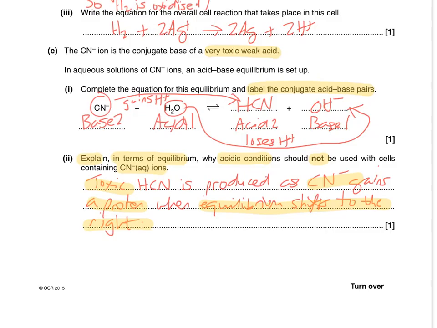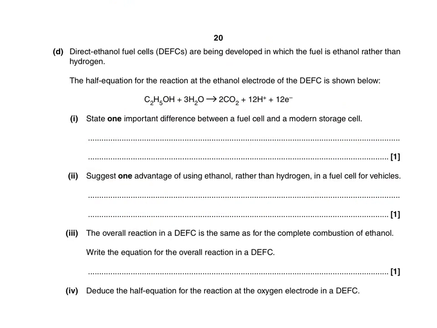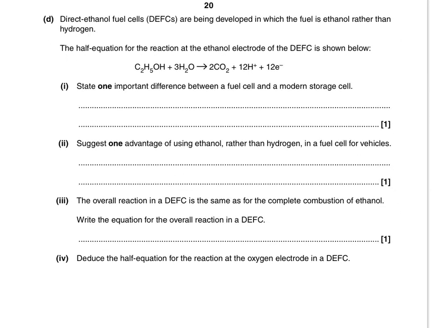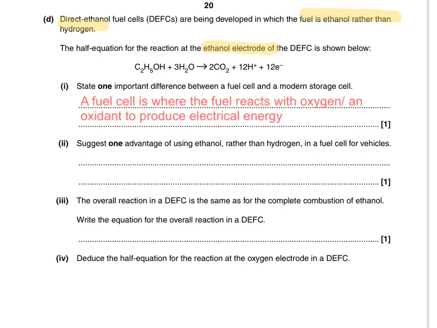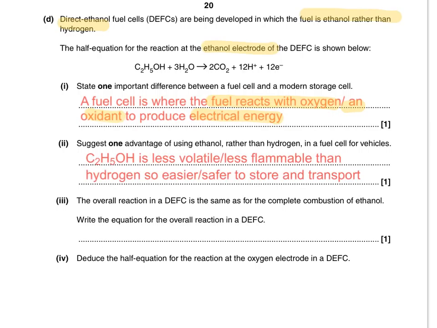So I think we're now coming up to the second to last page. There's a little bit here on direct ethanol fuel cells. So the thing to remember here is the fuel is ethanol rather than hydrogen. So it gives you the ethanol electrode half cell. So the important thing here is the fuel itself reacts with oxygen to produce electrical energy. So you could say a number of things to get your next mark, but it must be an advantageous aspect of using ethanol instead of hydrogen.